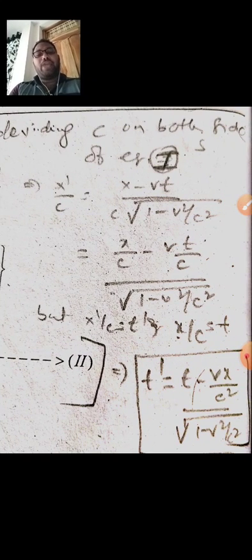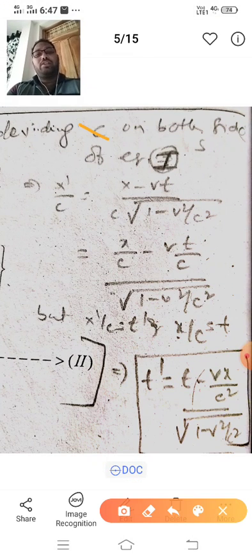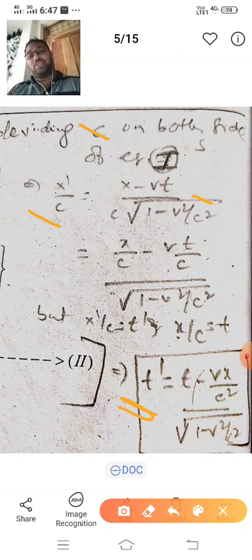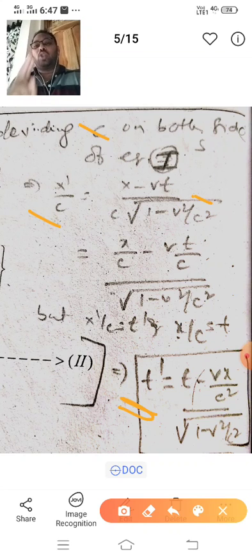Next, to derive the second Lorentz transformation, dividing by c on both sides of the above equation, x dash by c equals x minus vt by c into under root of 1 minus v square by c square. Simplifying these equations, we can get t dash equals t minus vx by c square by under root of 1 minus v square by c square. This is the second Lorentz transformation. These are the two Lorentz transformations.